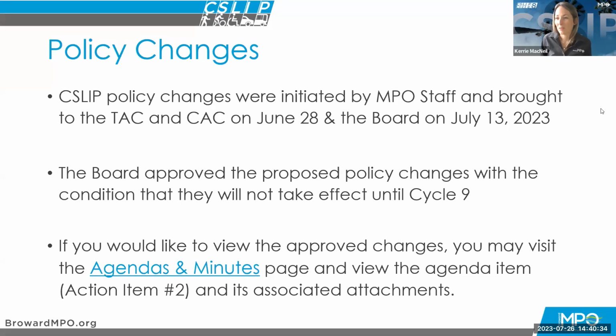So for cycle 8, the program policies that are currently posted on the website are the policies that we're going to use. If you'd like to view the list of approved changes, you can visit the agendas and minutes page on the MPO website, and listed there under the July 13th board agenda is action item number 2, the proposed changes to the CSLIP policies. You can view that item and its associated attachments to see the PowerPoint, the marked up version of the changes in the program policies, and the clean version.